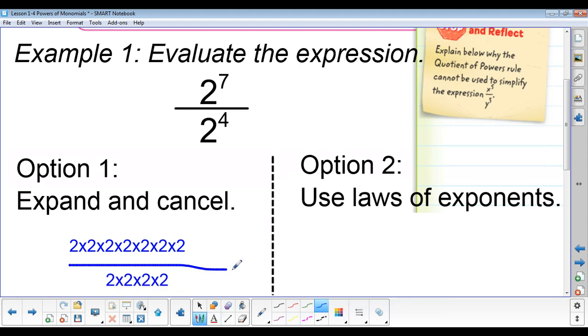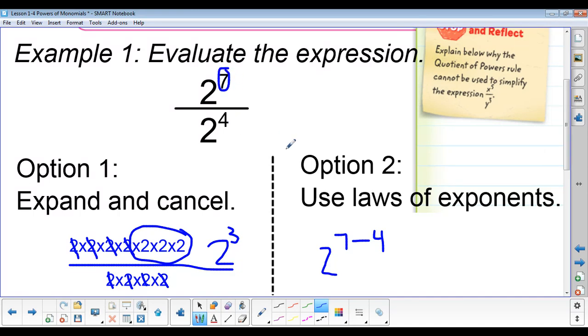And as we know from division, if I have the same number in the numerator and denominator, they cancel each other out. So those twos cancel out, those cancel out, these cancel out, these cancel out, and notice I'm left with 3 2's, or 2 to the 3rd power. The shortcut is for me to simply subtract the exponents. And notice we always take the numerator's exponent and subtract the denominator's exponent. It gives me the same answer.